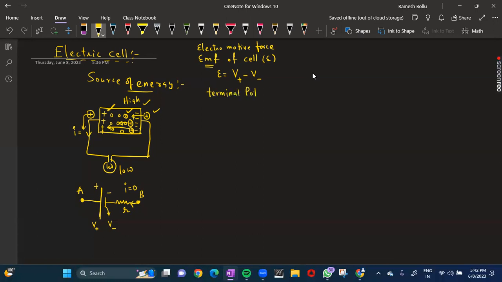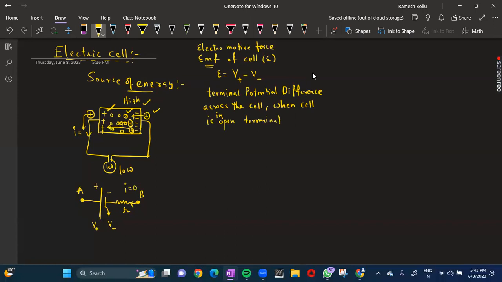Electromotive force, or simply you can define it as the terminal potential difference across the cell, when the cell is not connected, or when the cell is open, when the cell has open terminals.